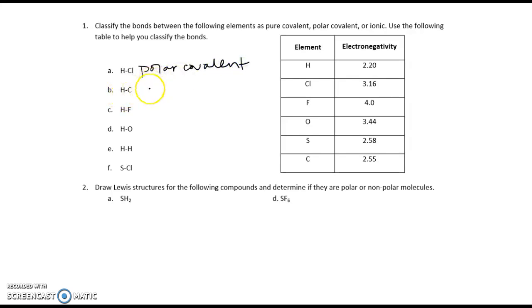The next one, hydrogen and carbon. Hydrogen's 2.2, carbon's 2.55. That's 0.35, which is less than 0.4, which makes it just a regular covalent. You can write pure to emphasize regular.